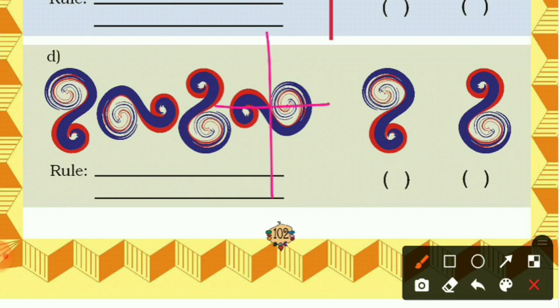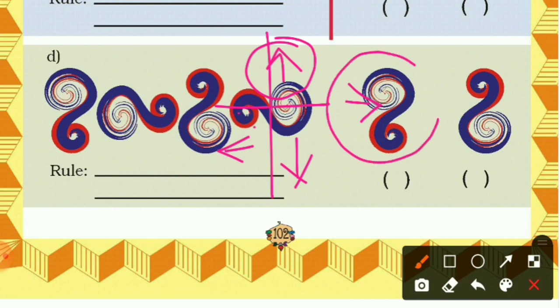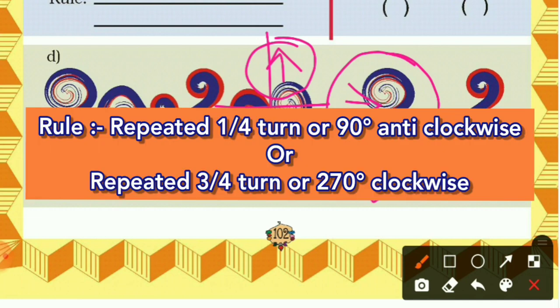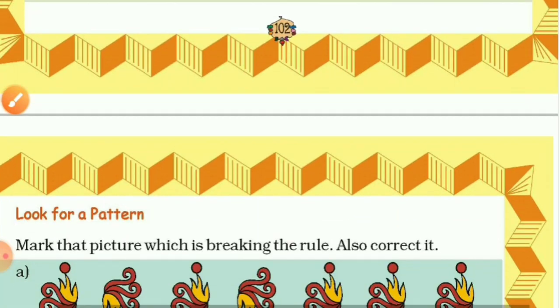So let's use 3/4 turn. Now it is facing left side, so face upside. Okay, it will be its first turn. Then second turn will be right side. Then in third turn it will look downside. So we can see that the first picture is the correct answer. Okay, if you use 270 degree direction or 3/4 turn or 90 degree anti-clock or 1/4 anti-clock, you will get this answer.